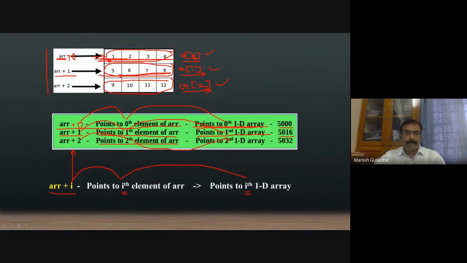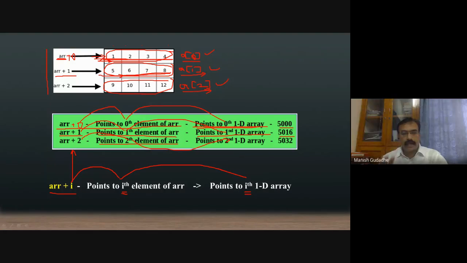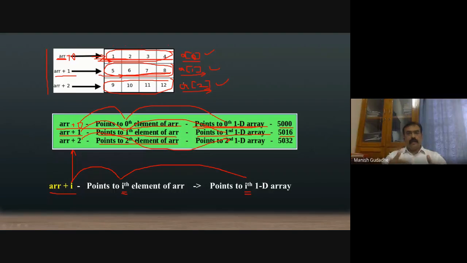Excuse me, sir. Yes, you mean Acharya? Your voice is cracking. If we have to print 6, then we can write array plus 1 in a bracket with 1. Is it right? I'll come to that. Right now, just make this thing clear. I'll come to every aspect of it. This point is clear, I hope. We'll proceed to the 2D array.